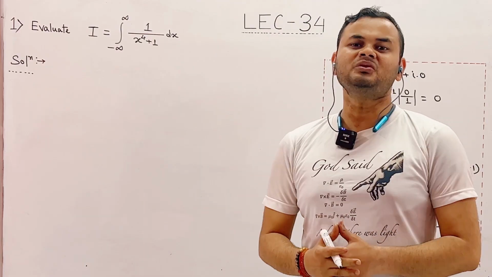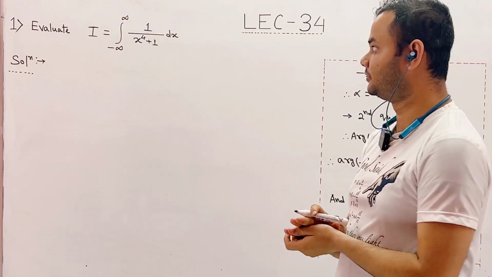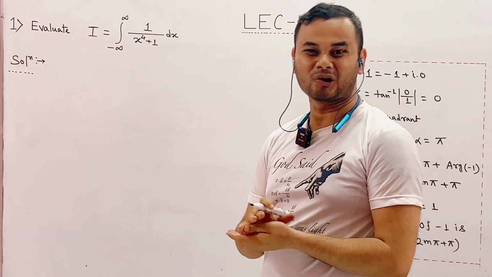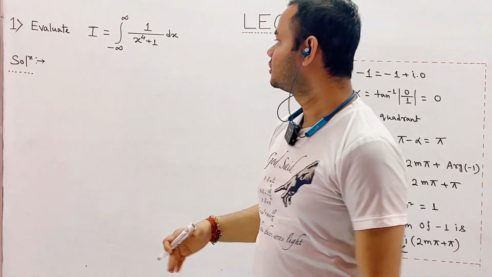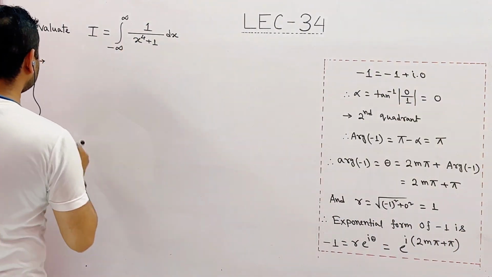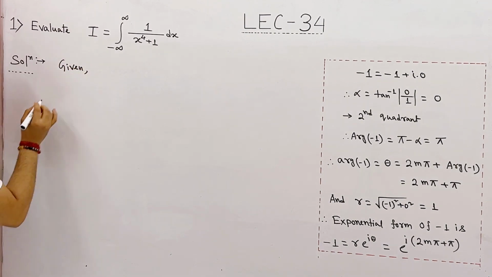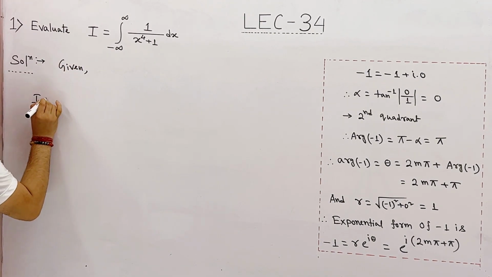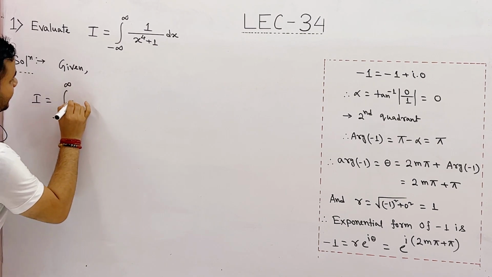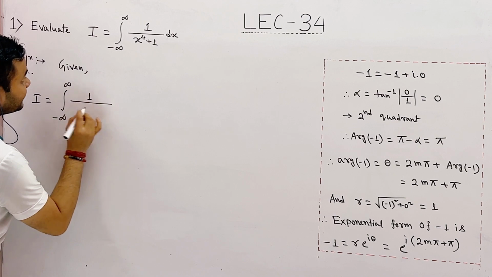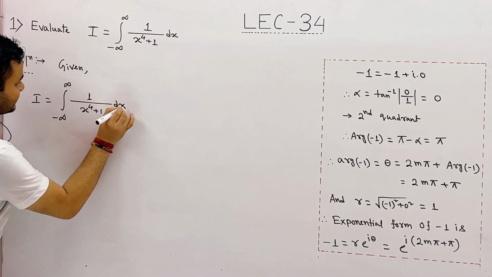Okay. Now let us solve one numerical problem to understand the theory part. Problem number 1. According to this problem, we have to evaluate this integral. So, solution to problem number 1. Given the integral I is equal to integration from minus infinity to plus infinity of 1 divided by x to the power 4 plus 1 into dx.